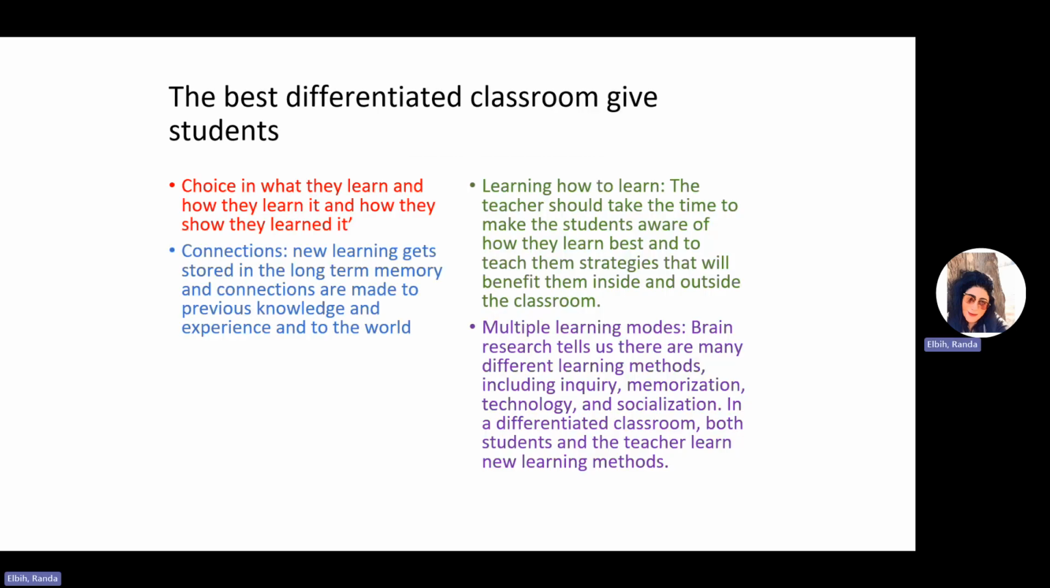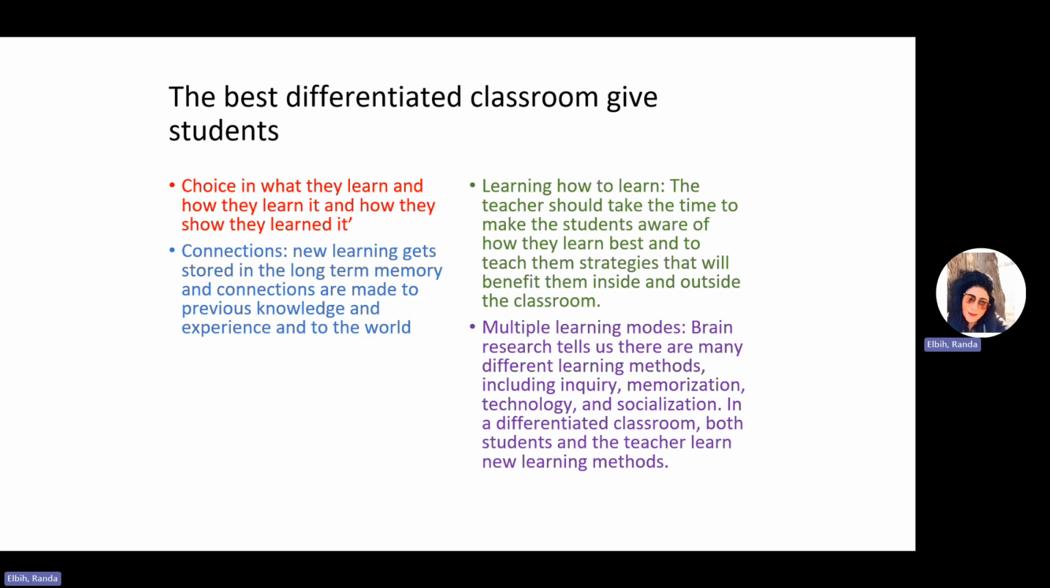The best differentiated classroom gives students choice in what they learn and how they learn it and how they show they learned it. So giving students choices. I have this project, but you can choose assignment A or B or C to complete, or you can use the reading A, B, or C, okay? Connections. So you're connecting the new learning to the previous knowledge and experiences and to the world. So making it relevant to students, okay? So that they can remember it.